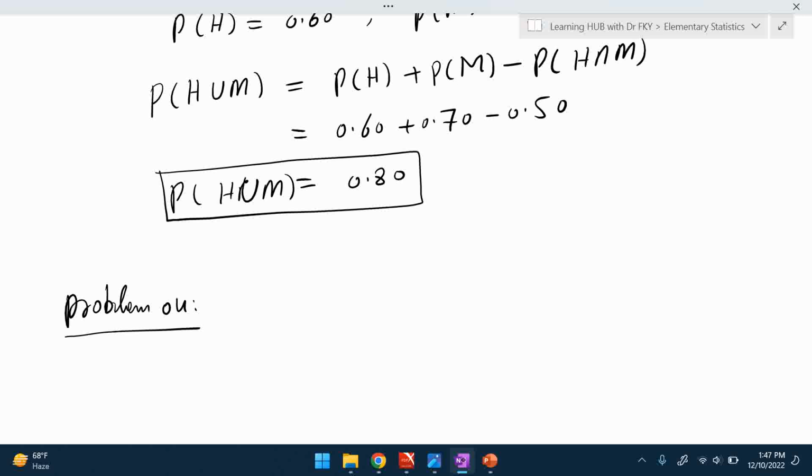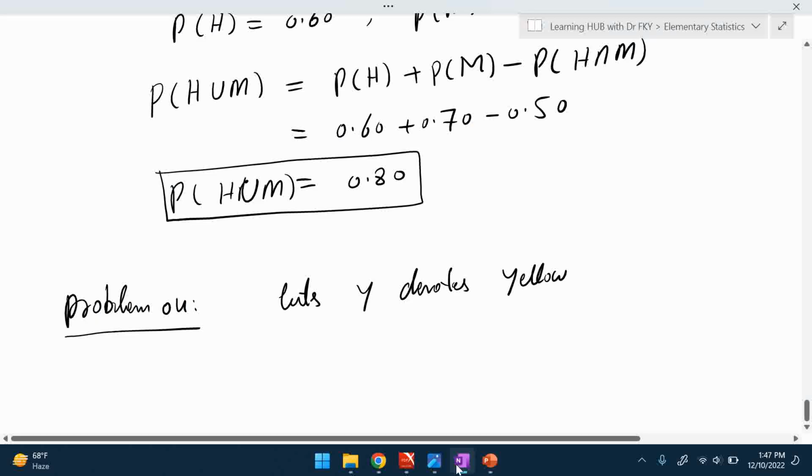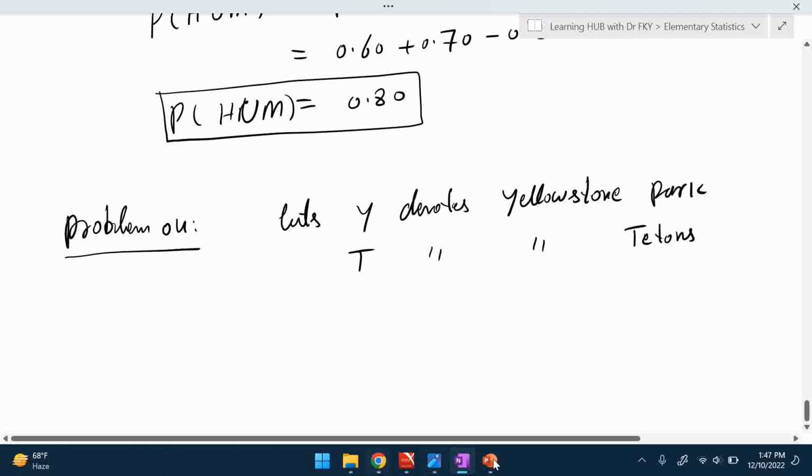Problem number four. Let Y denote Yellowstone Park, and T denote Tetons.